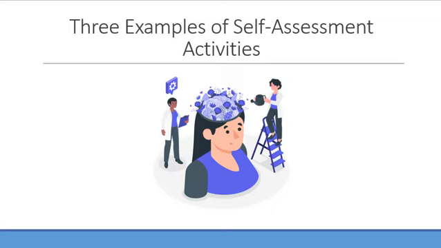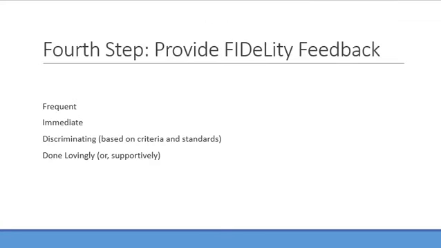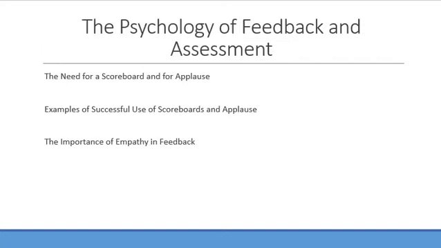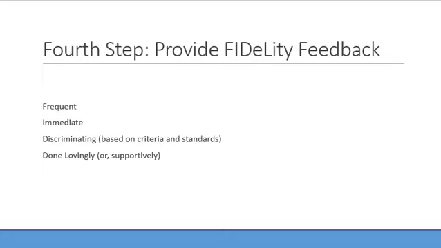So some interesting approaches there. Fourth step, providing feedback. So remember, this is the frequent, immediate, discriminating, and done lovingly approach. Frequent feedback occurs in every class, if possible, according to the textbook author. Immediate feedback occurs very close in time to the learning activity itself. Discriminating feedback distinguishes between good and poor performance in a way that's clear for students. And lovingly delivered feedback is essential to get the message through.